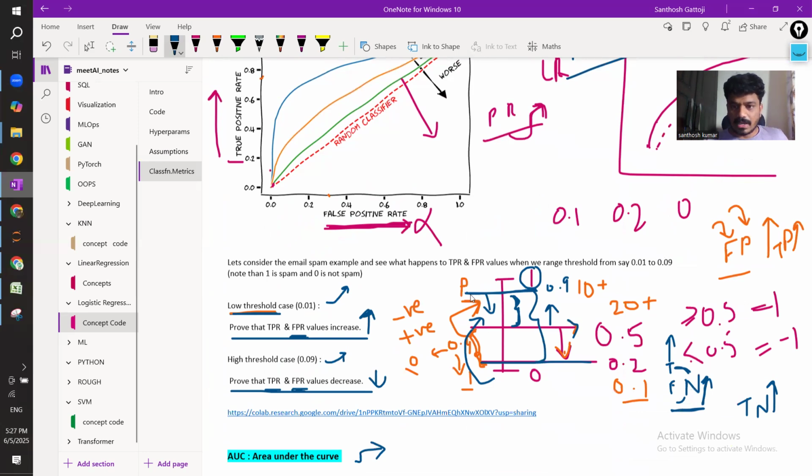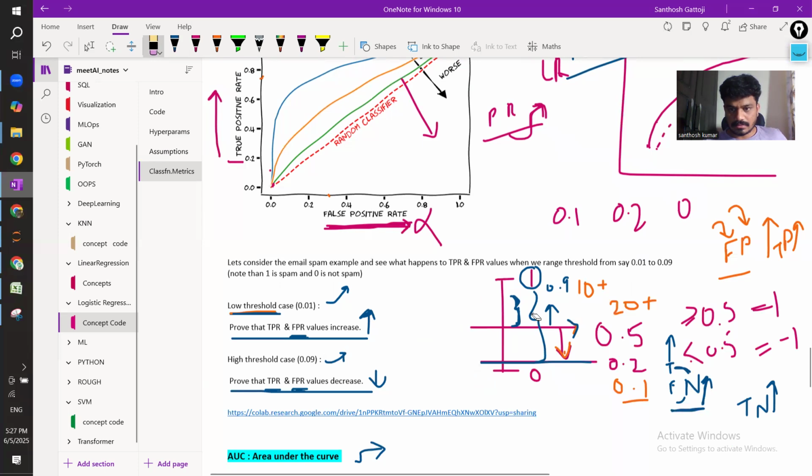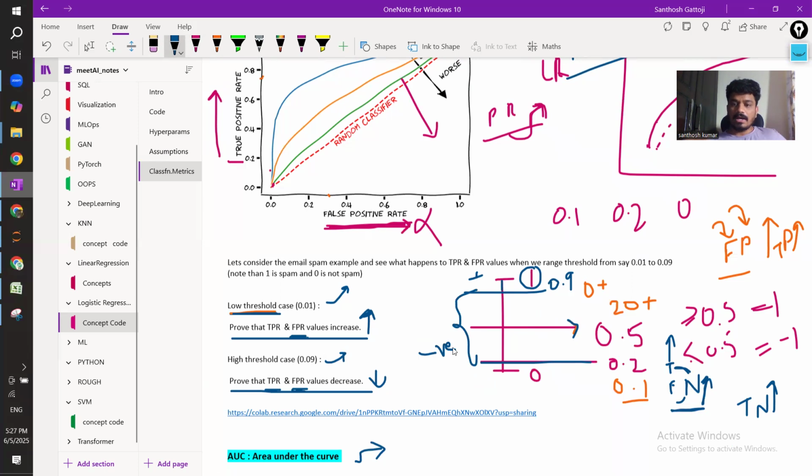So if you increase this bar, that means what? If you put the bar over here, only this small part which is above this becomes positive. The rest are negative. The false positives are zero. As the bar is increasing, more and more are becoming negative. So false negatives will also increase. That we don't want.